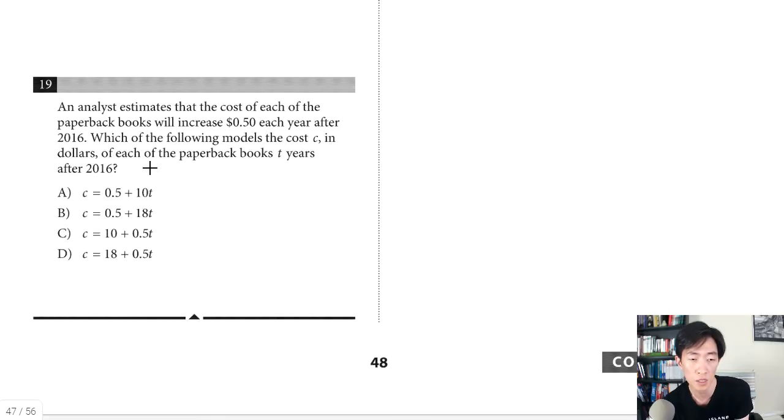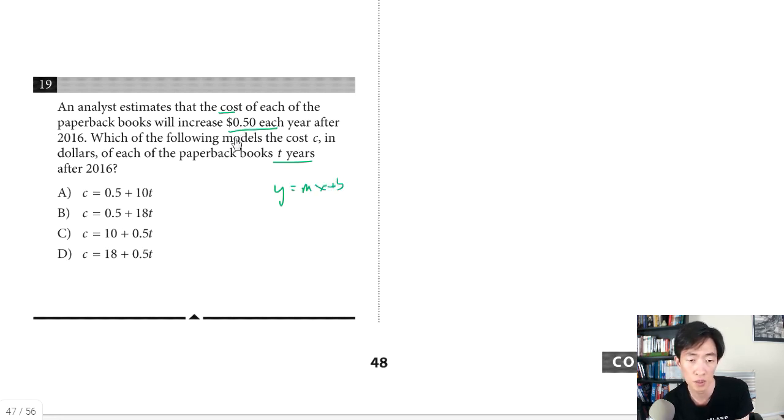Question 19, an analyst estimates that the cost of each of the paperback books will increase 50 cents each year after 2016. Which of the following models the cost in dollars of each of the paperback books T years after 2016? So you'll notice that all your answer choices are in the form y equals mx plus b. This is obviously a linear function.